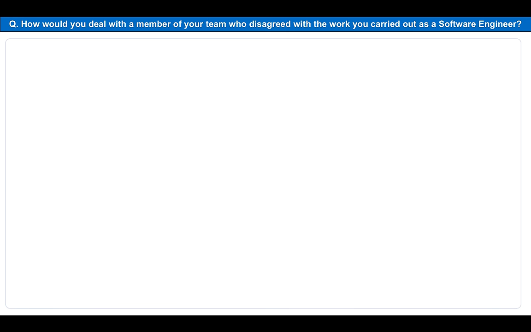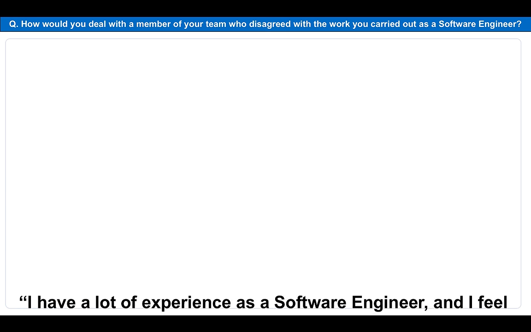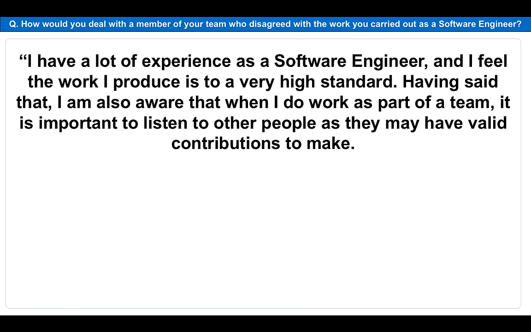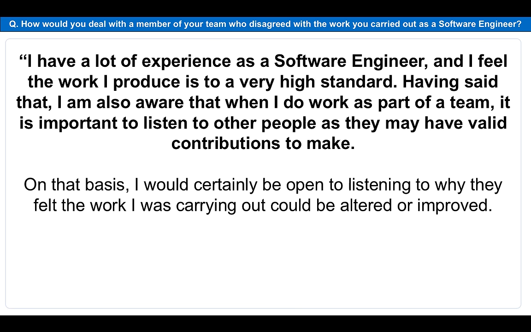How would you deal with a member of your team who disagreed with the work you carried out as a software engineer? I have a lot of experience as a software engineer, and I feel the work I produce is to a very high standard. Now, having said that, I am also aware that when I do work as part of a team, it is important to listen to other people as they may have valid contributions to make. And on that basis, I would certainly be open to listening to why they felt the work I was carrying out could be altered or improved.